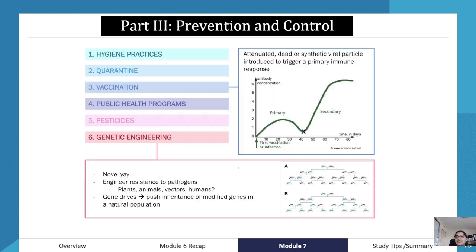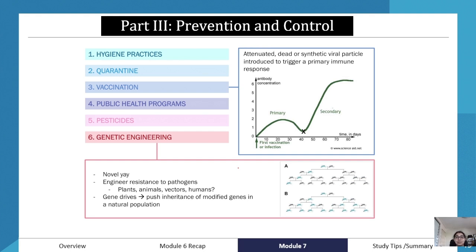Prevention and control. Obviously, hygiene practices play a huge role. Quarantining, vaccination, public health programs, pesticides, and genetic engineering. So genetic engineering is novel, engineering resistance to pathogens in plants, animals, vectors, and humans.